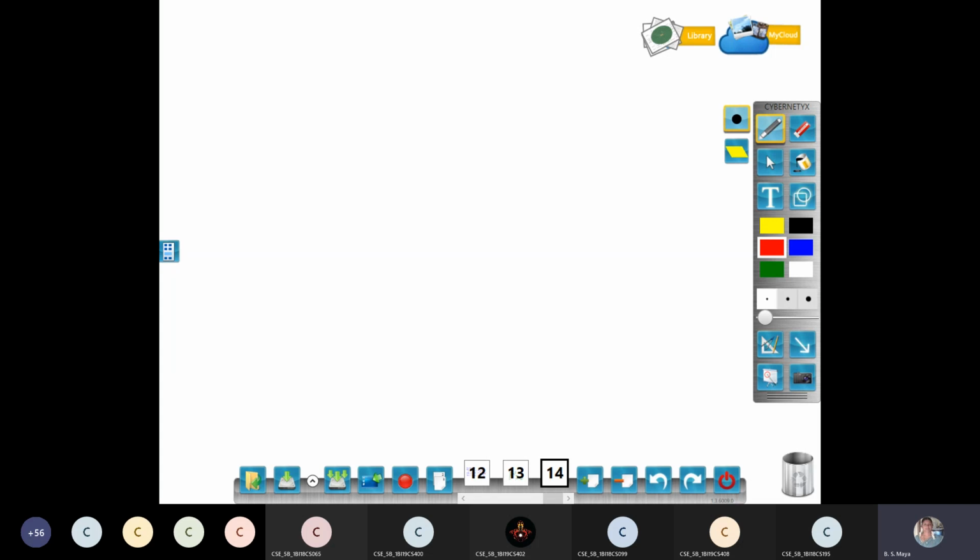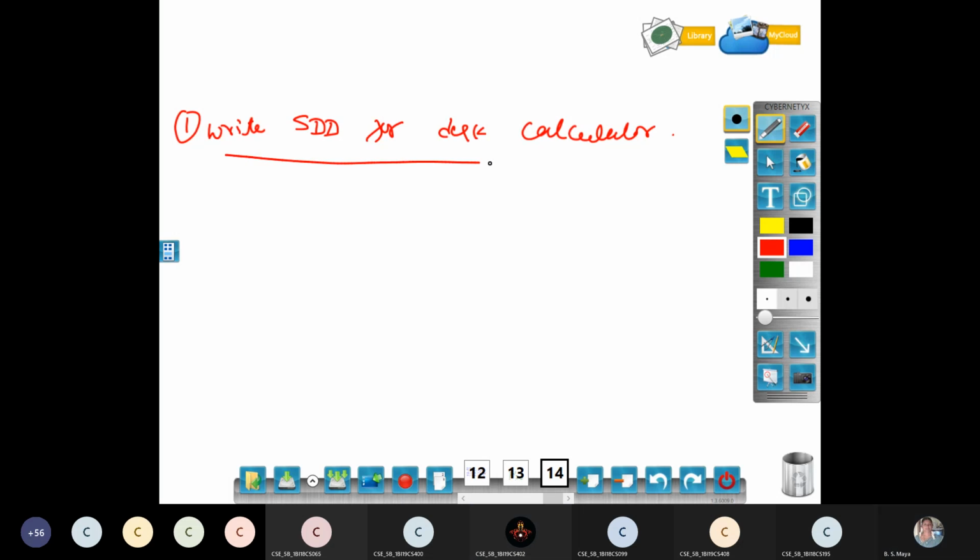Let me take the question. First question, write SDD for a simple desk calculator. This grammar is common for all the problems. Whatever I am giving in today's problems, the question is the same. Once you learn SDD for the desk calculator, the input is given. I am varying only the input from now onwards. The question is the same.